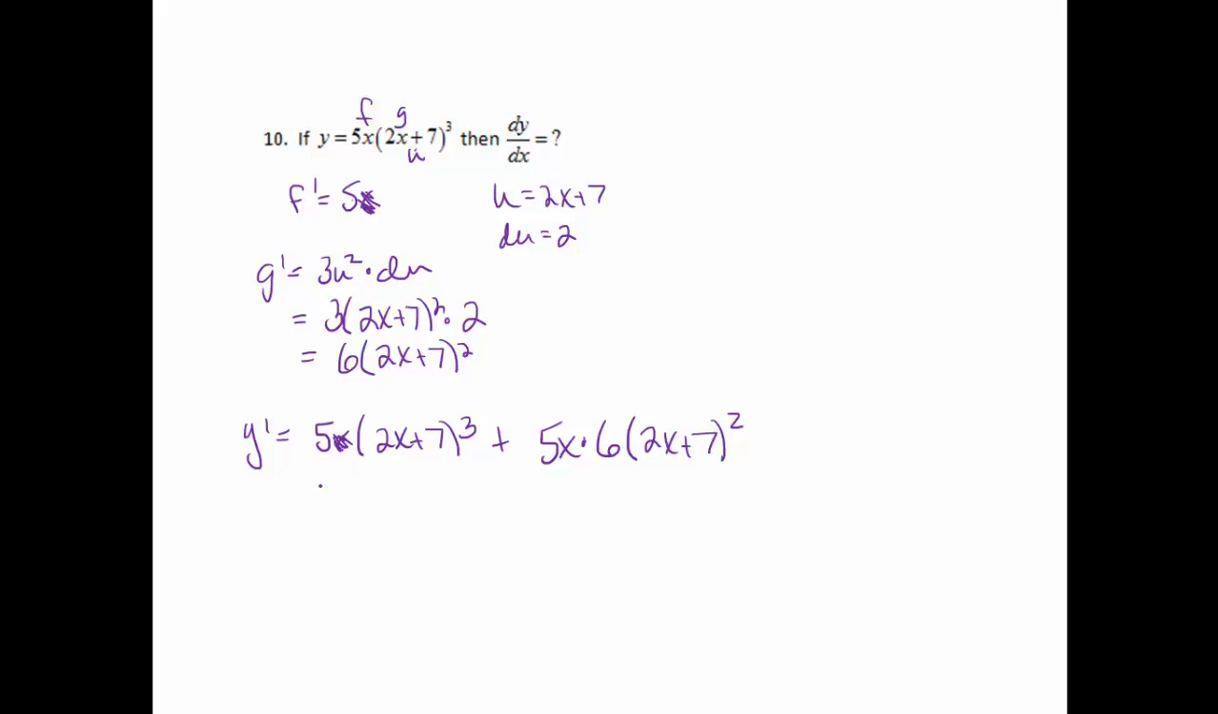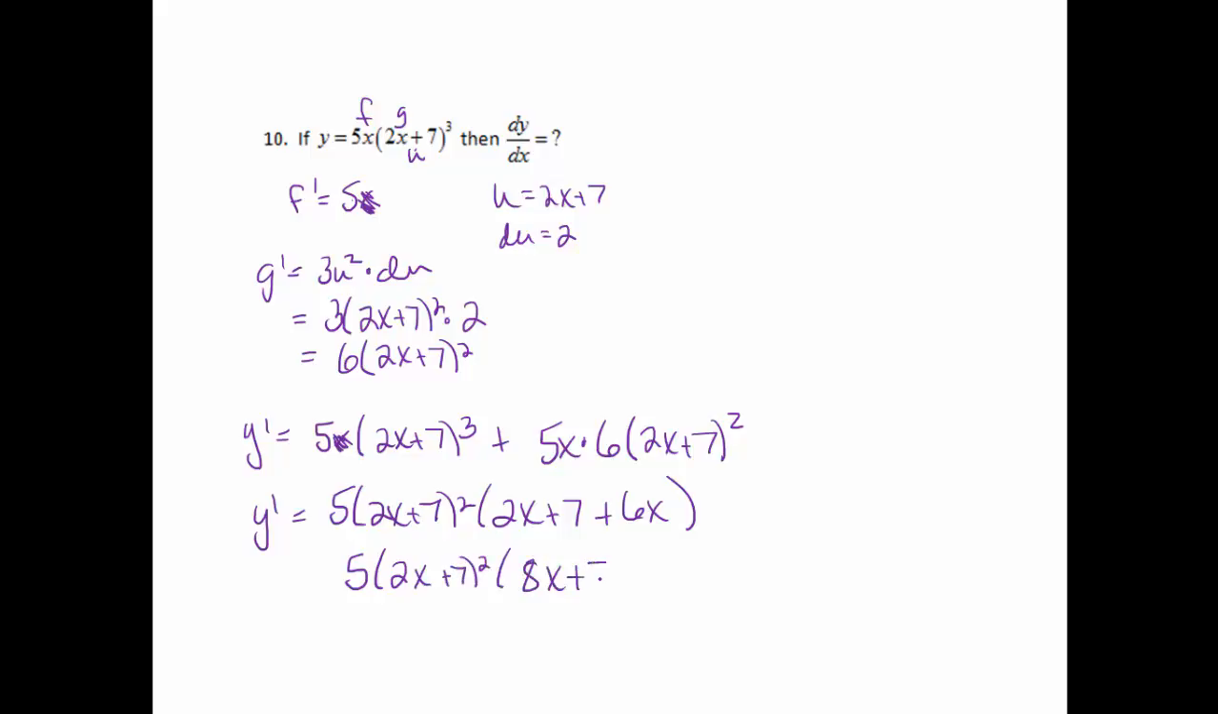Okay, so this one, I noticed I could factor out a 5, and I could factor out a 2x plus 7 to the second, so that's exactly what I'm going to do. When I factor out the 5 and two of the 2x plus 7s, I will be left with one of the 2x plus 7s, and then plus, if I factor out the 5, I'll be left with 6x, and then that is it. And now I can just combine like terms. So I'm going to have 5 times 2x plus 7 squared times 8x plus 7, and then that will be my derivative.